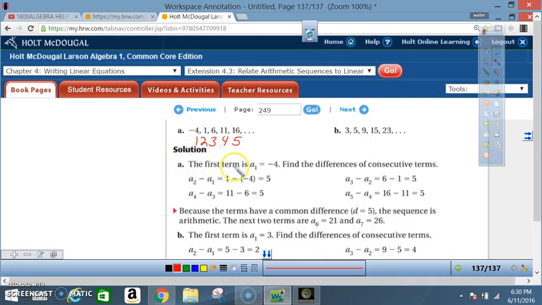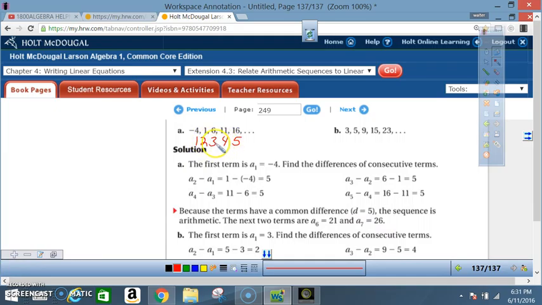Solution A. The first term, a1, is negative 4. Find the differences of consecutive terms. The difference between the first two numbers is 5. The difference between the next two numbers is 5, and again 5, and again 5. Because the terms have a common difference, d equals 5, the sequence is arithmetic. The next two terms are a6, that's 21, and a7, that's 26.